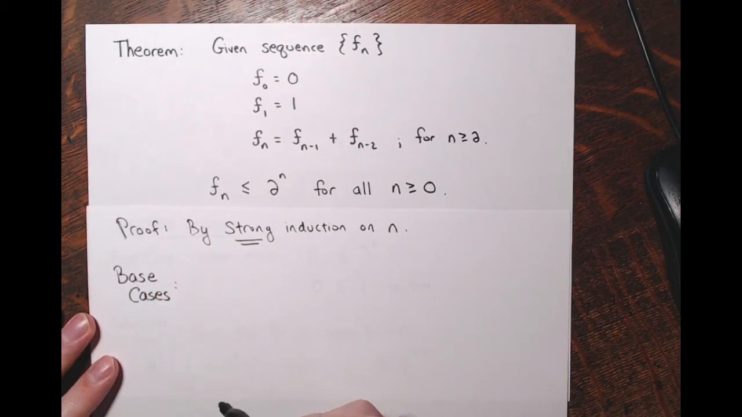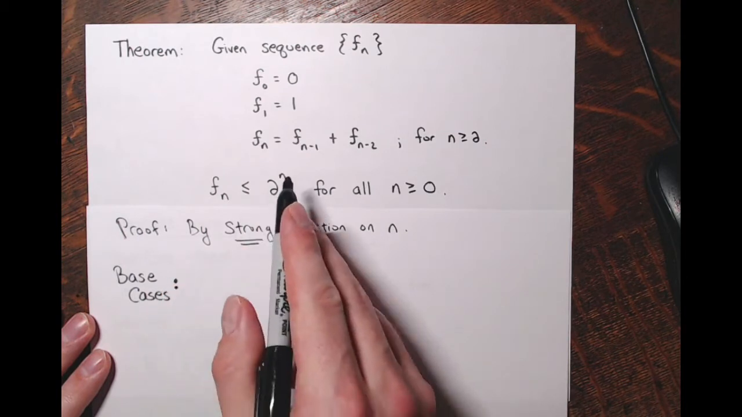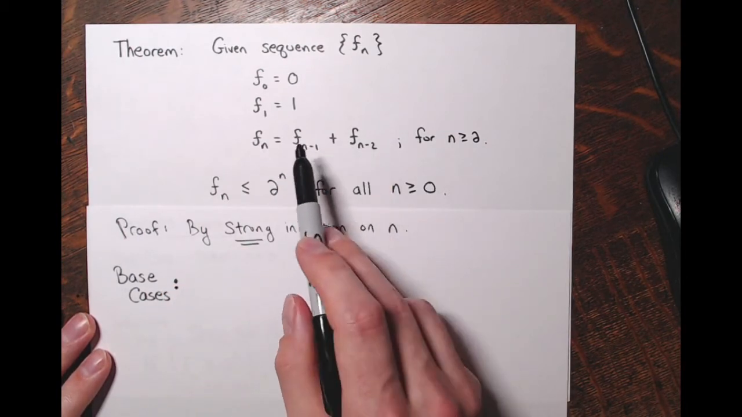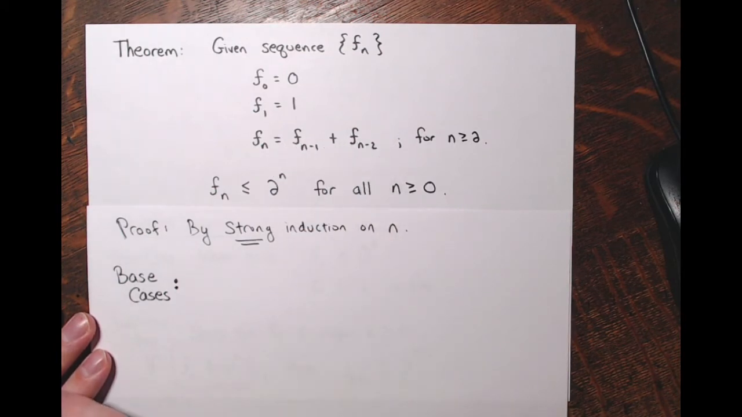Now, like I said, sometimes it's trial and error. You're going to have to play around with it. But in general here for sequences defined recursively, because we have to go back in our definition of the sequence, we have to go back 2 terms. Probably going to need 2 base cases. So I'm going to start off with 2 base cases and see if that's enough. And it should be here.